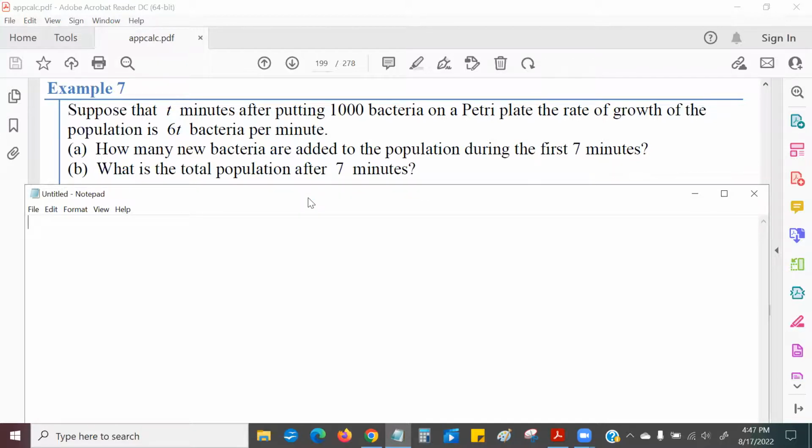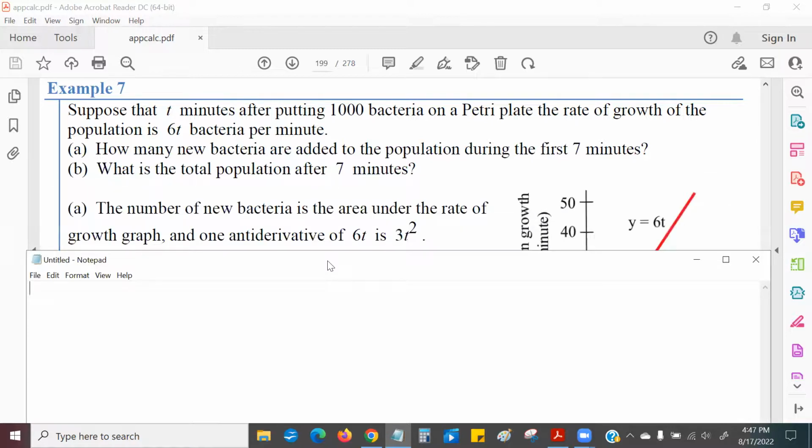And that is again a question where we're going to need calculus, because you can't just say distance equals rate times time, because the rate is increasing, the rate is changing. It's not the same rate. So what are we going to need here? The number of new bacteria is going to wind up being the area under the rate graph.